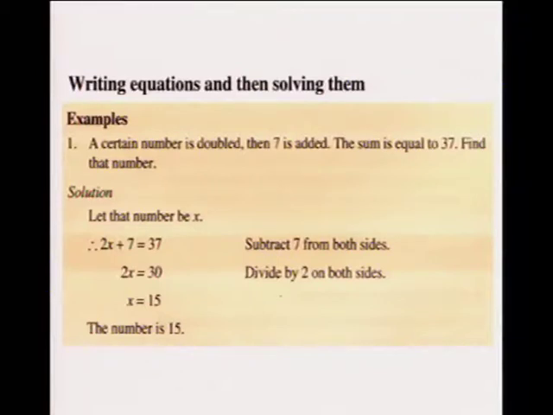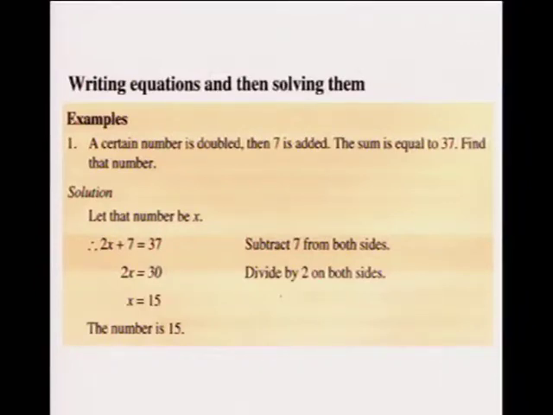When we write equations and solving them, for example, there is a certain number and it is doubled, then we have to add 7, and the sum is equal to 37. To find the number, solution, let the number be x. So double, so 2x, and add 7, so plus 7. And the sum is equal to 37, so equal to 37. Much less writing than the English that you had there at the top.